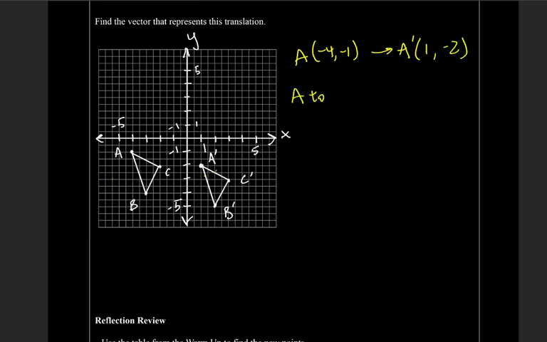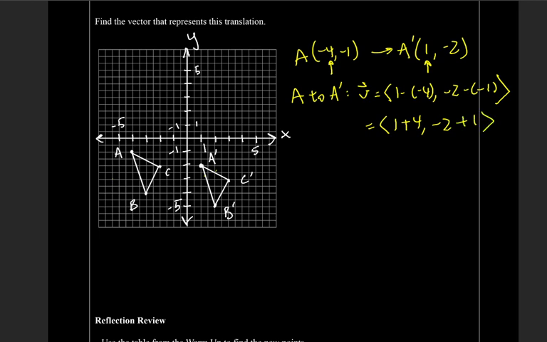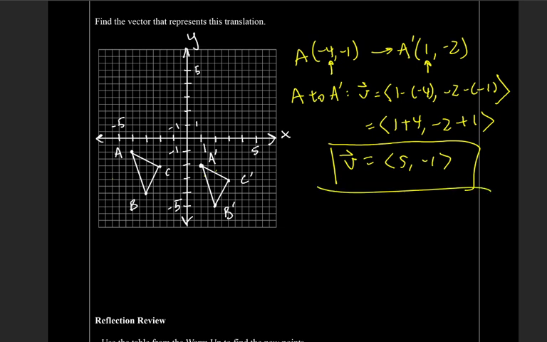So let's get the vector there. So remember, it's going to be final minus initial. 1 minus negative 4. And then negative 2 minus negative 1. 1 minus negative 4. Remember, minus negative turns into plus. Okay, so that becomes 5. That becomes negative 1. And that is our vector. All right, moving on in 3, 2, 1, 0.